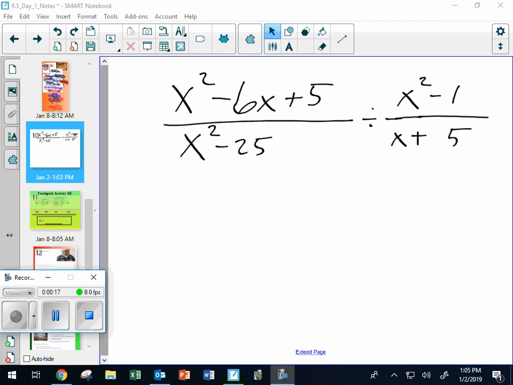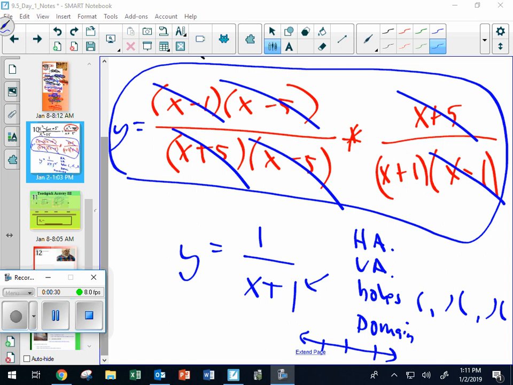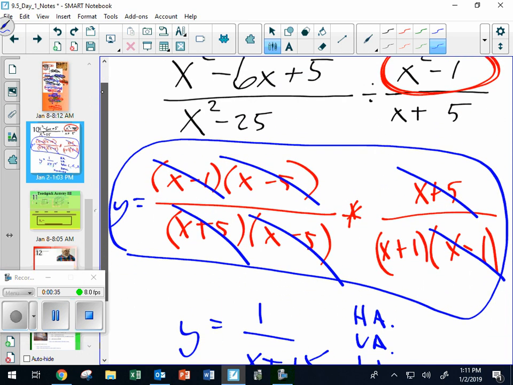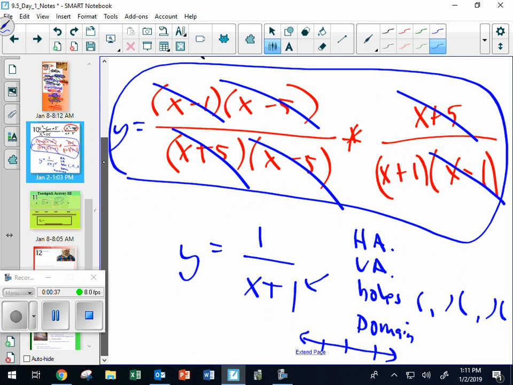It's just a divide problem, and hopefully you remember that divide problems can change to multiply problems if you flip the right part. And then if you can factor it, you should. Pause for a second, let me give that a try. Okay, so we got a whole bunch of things to cancel after we flipped and multiplied, and our final answer came out to 1 over x plus 1.